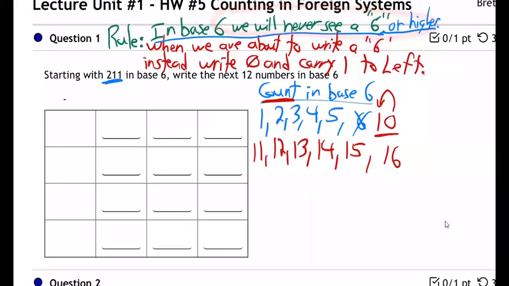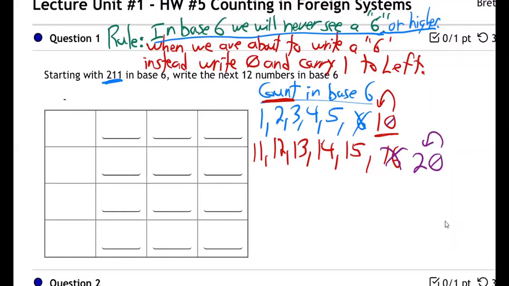In base 6, we're never going to see a 6 or higher. So when we are about to write a 6, instead write a 0 there and carry 1 to the left. So here we go again. I'm going to carry 1, put a 0 in that spot, and carry 1. There's already a 1 there, so it'll go up to 2. It's 20, sort of. It looks like 20. That's the next number. Is that making sense?